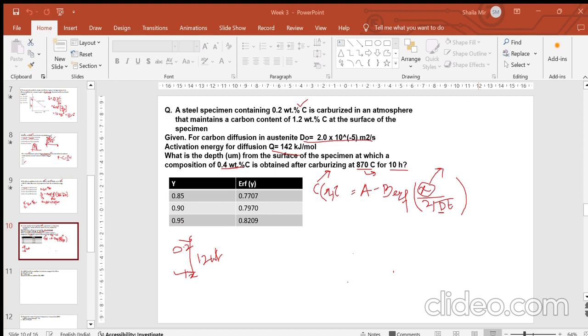We will take, for example, you can also take this value because this is the middle value, but we have to take the extreme values. So now we have the value of y. Can we do it this way? At 0.8209, it is 0.95. At 0.8, what will it be?